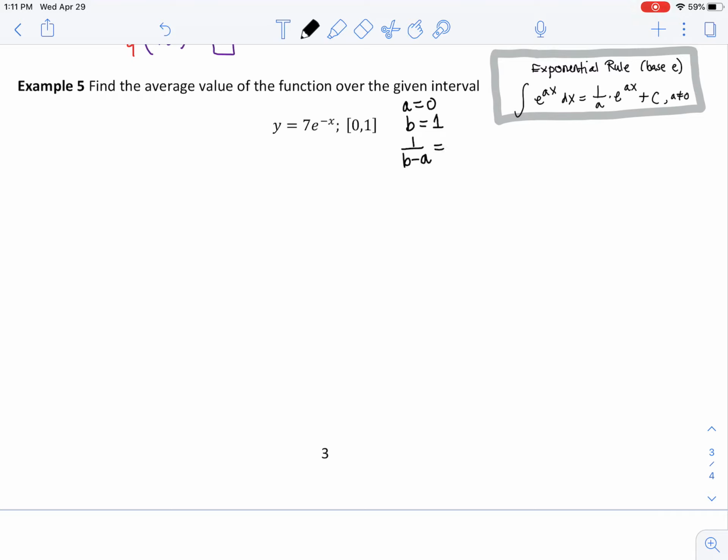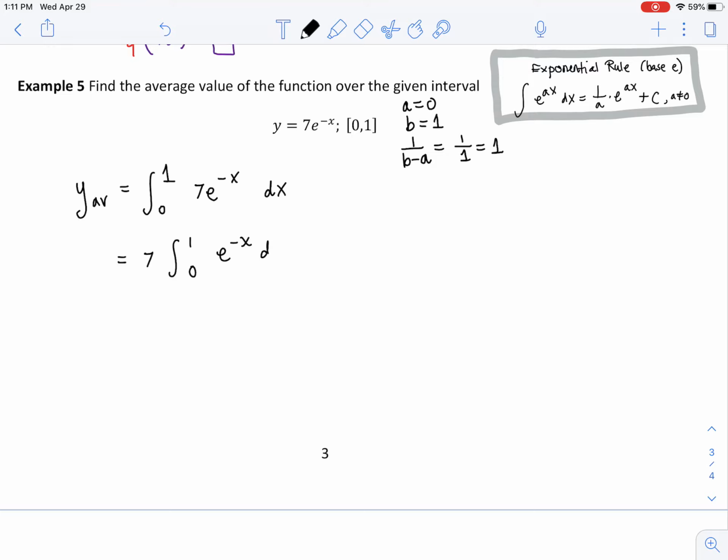So a is 0 and b is 1. So 1 over b minus a, that's the fraction that we have to multiply, right? It's going to be 1 over 1. So simply, all we need to do to find the average value of the function over this interval 0 to 1 is find that definite integral from 0 to 1. Why? Because that fraction that we're supposed to multiply just came out to be 1. So let's go ahead and evaluate this definite integral of 7e to the negative x power dx, okay?